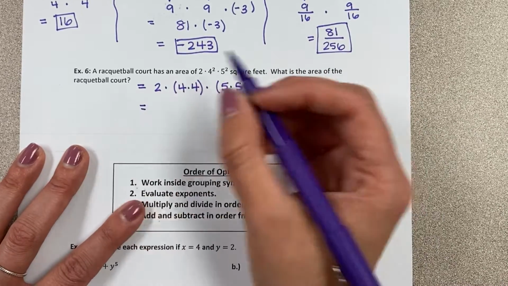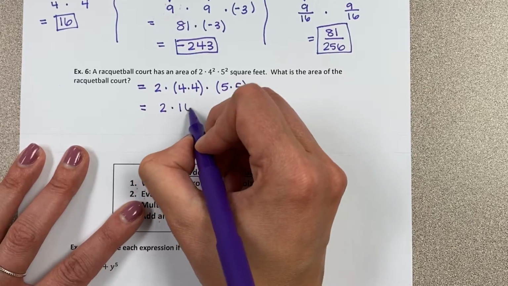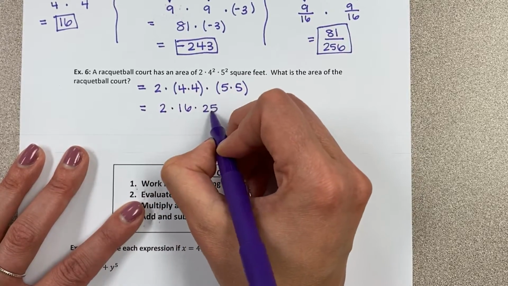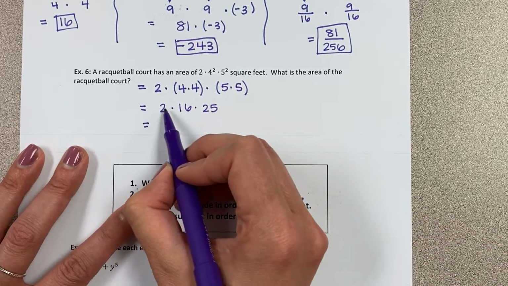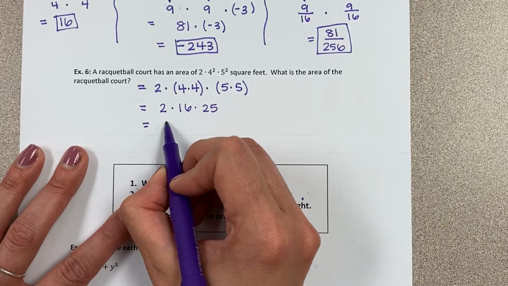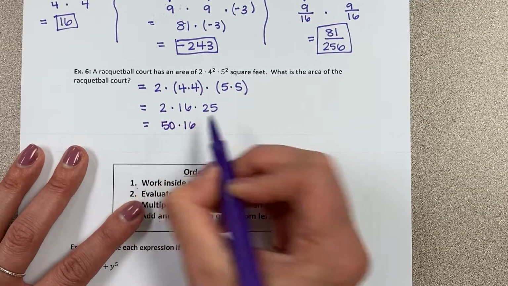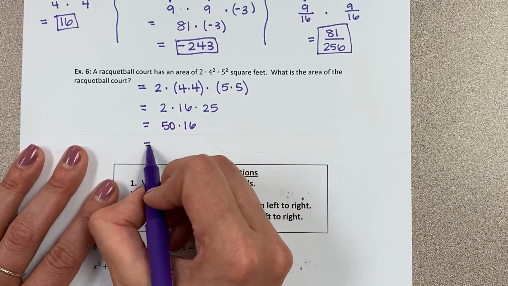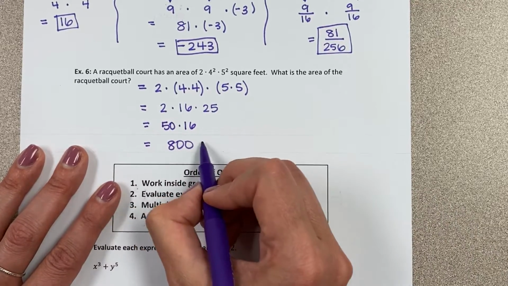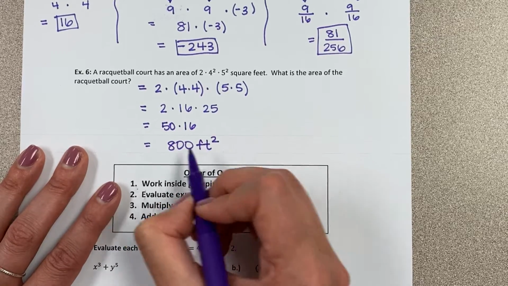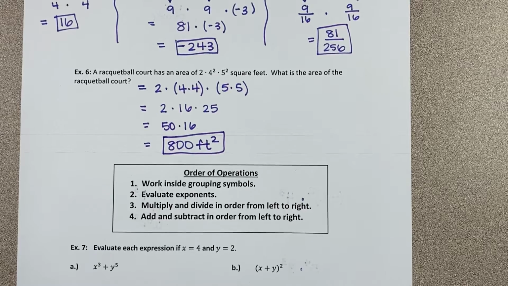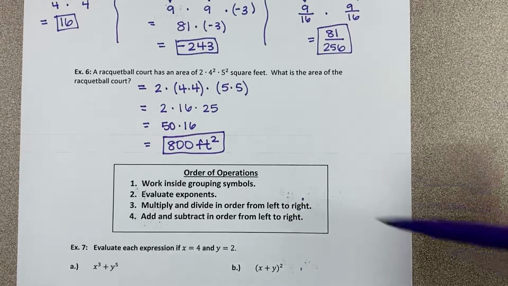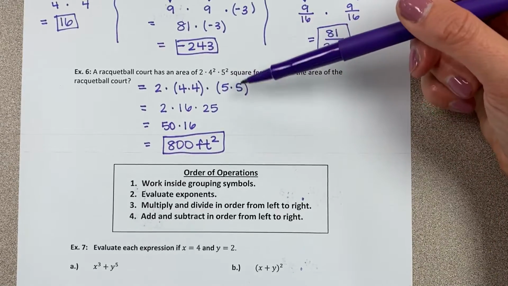So when we simplify that, we get 2 times 16 times 25. I'm going to simplify it one more time. 2 times 25 is 50 times 16. We get 800 feet squared. So all you're doing is multiplying those numbers together. I simplified it and took out the exponents to solve it.